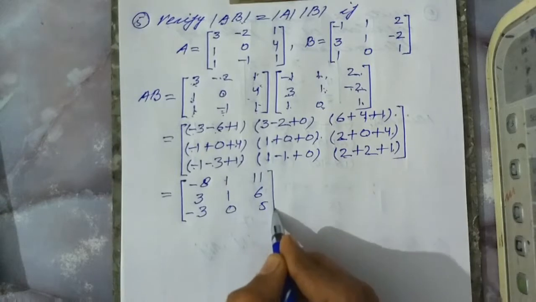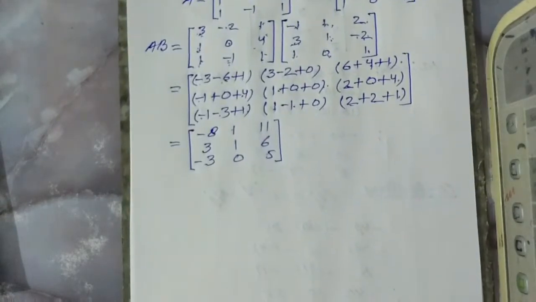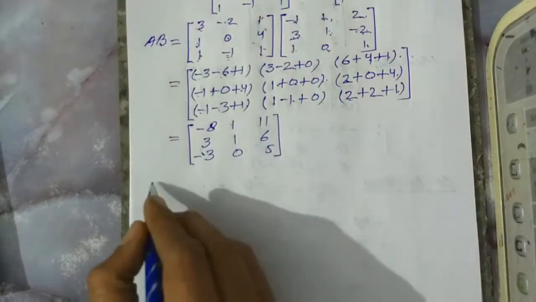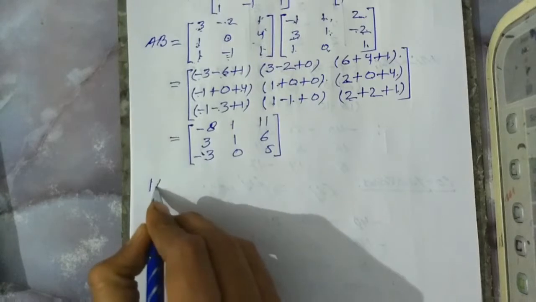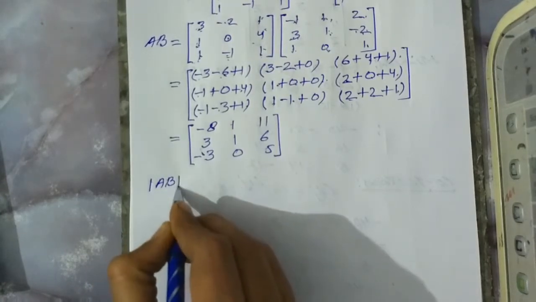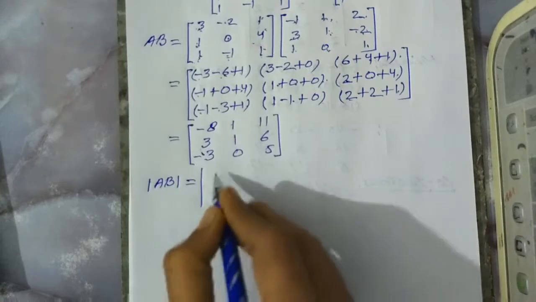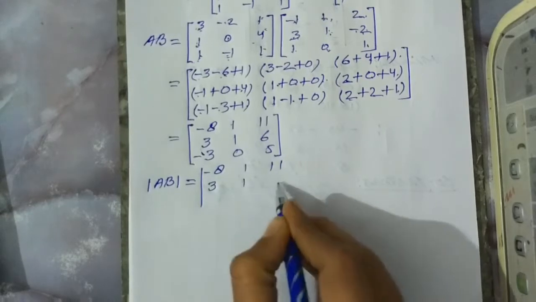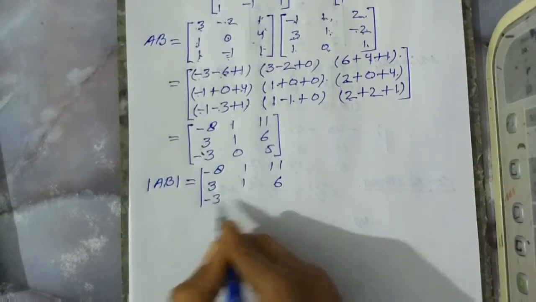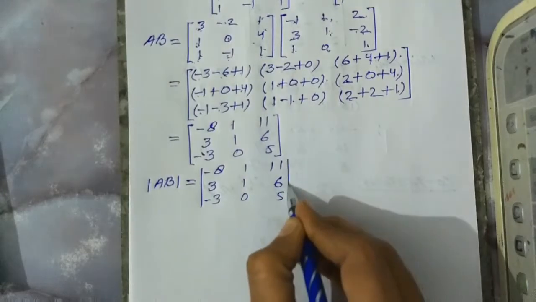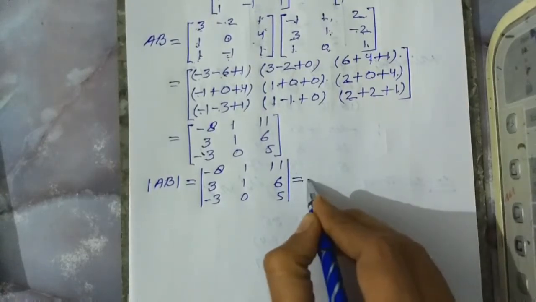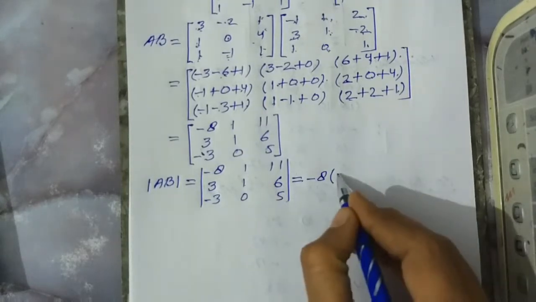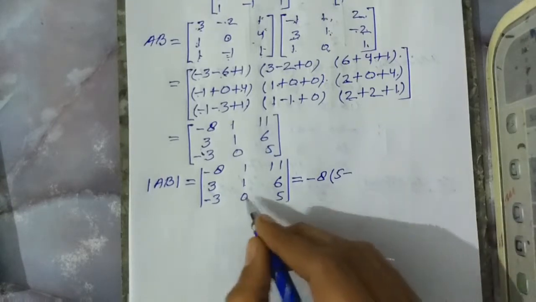So we get AB is a matrix of minus 8 1 11, 3 1 6, minus 3 0 5. So now we have to find out the determinant of this product. So determinant of AB is equal to the determinant minus 8 1 11, 3 1 6, minus 3 0 5. So let's do it. Minus 8 bracket, 1 5s are 5, minus 6 zeros are 0.